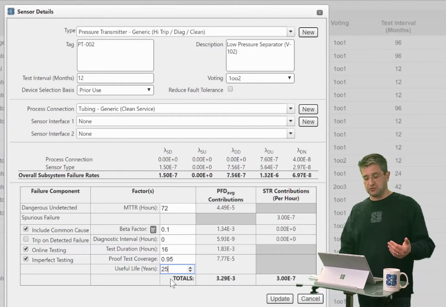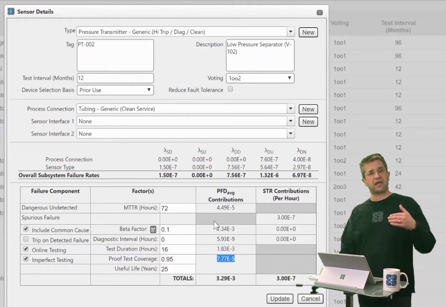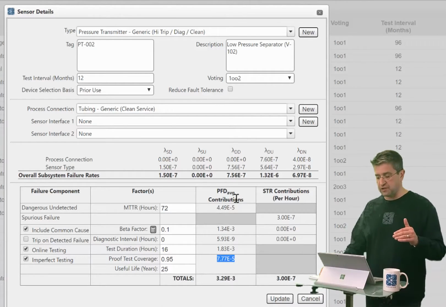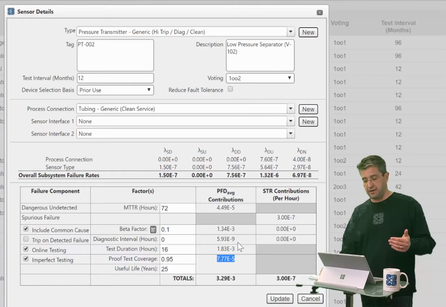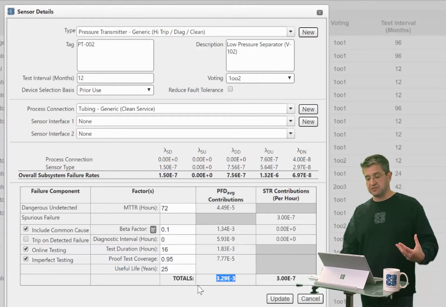So you put the useful life in, the proof test coverage in, and then you're going to see a calculation of the PFD average. In this case, we're calculating all of the components of the PFD. The PFD of the overall subsystem is the summation of each of the individual components.